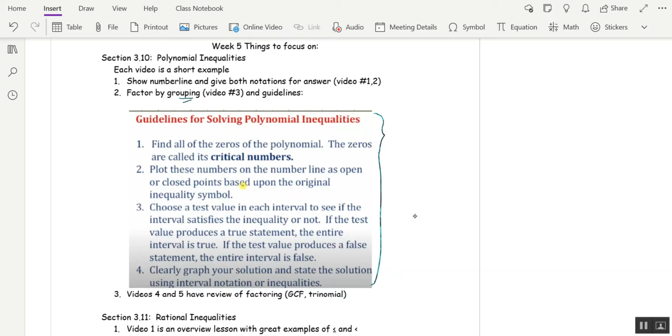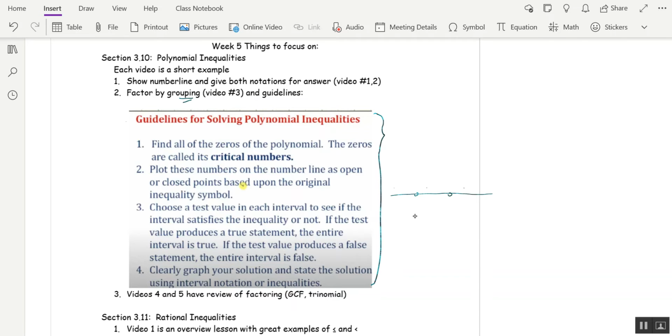So in general, when you solve an inequality, either polynomial or rational, you're going to be breaking up your number line into subintervals, and then you'll be testing each subinterval to see if the inequality is true or not. And again, he's going to go through these steps with you in video 3. Also in video 4 and 5, he'll talk about those steps again.